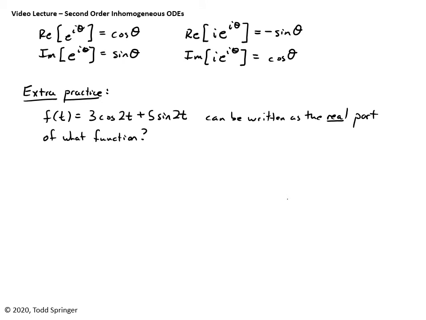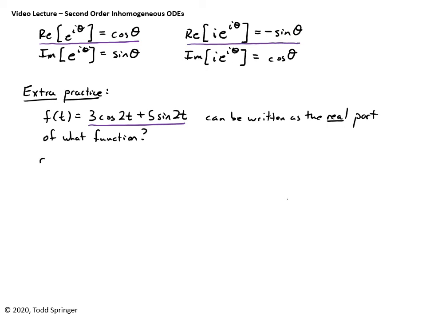So suppose I had an ODE which had this function on the right-hand side, a combination of sines and cosines. How would I handle it? Well, first I would try to complexify it. So f of t can be written as the real part of what function? For this, I'm just going to use this equation here. I'm going to write cosine as the real part of e to the i theta, and I'm going to write sine theta as the real part of minus i e to the i theta.